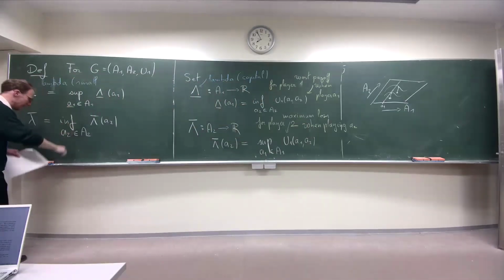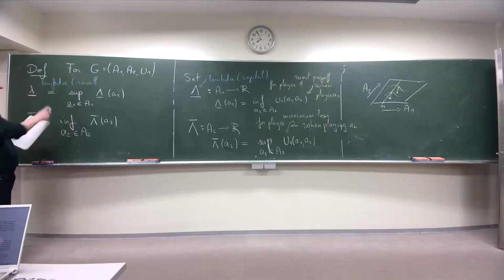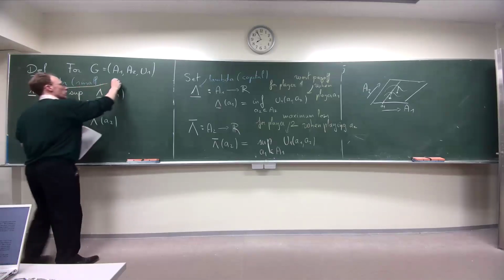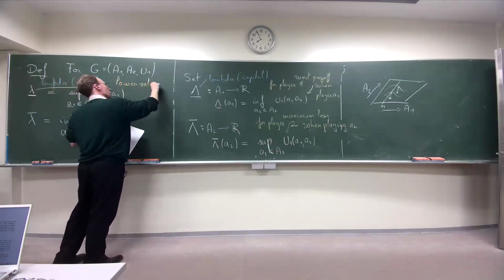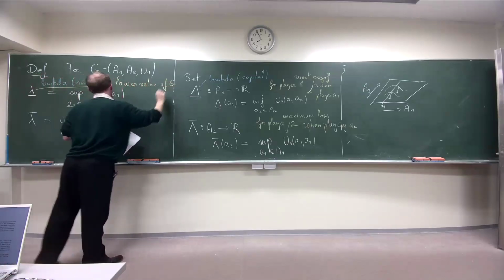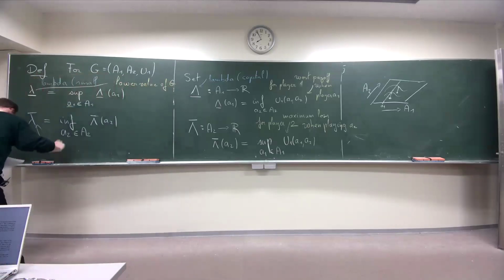If you understand this, it's good. And these have a name. This lambda is called the lower value of G. And this one is called the upper value.